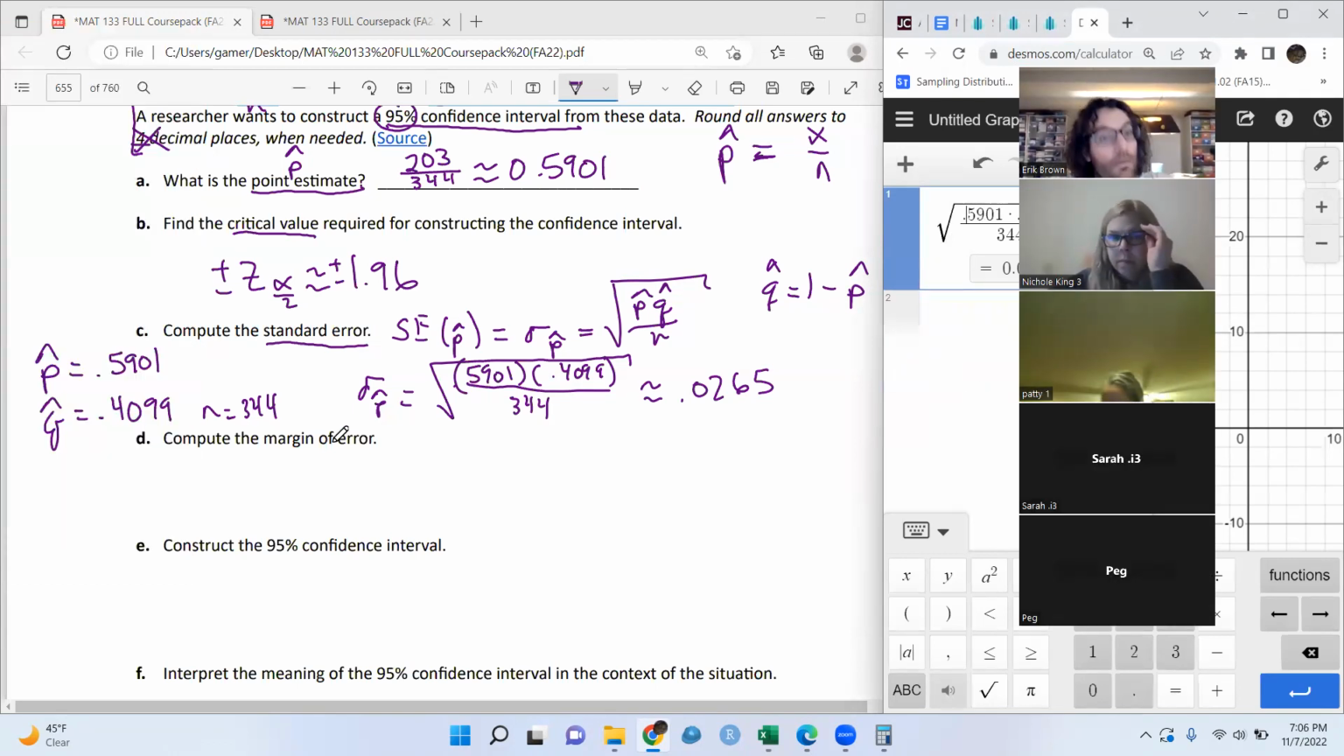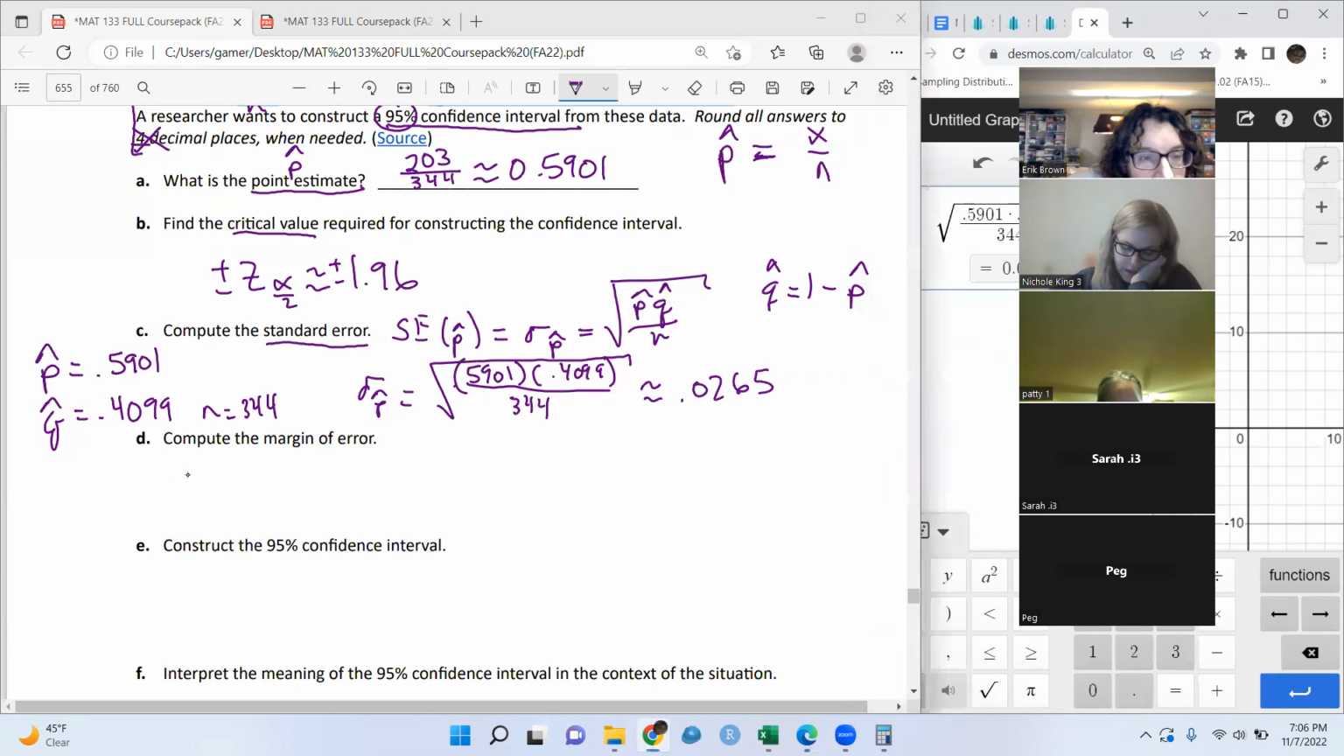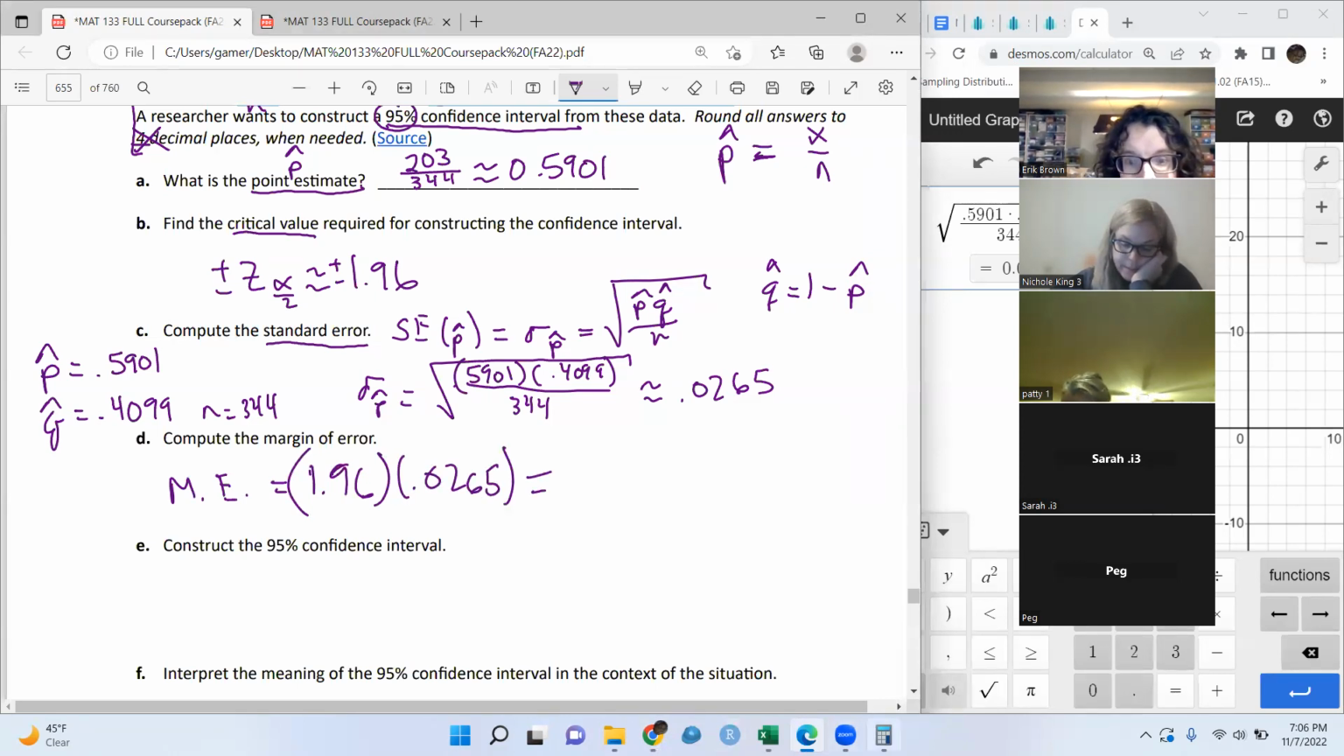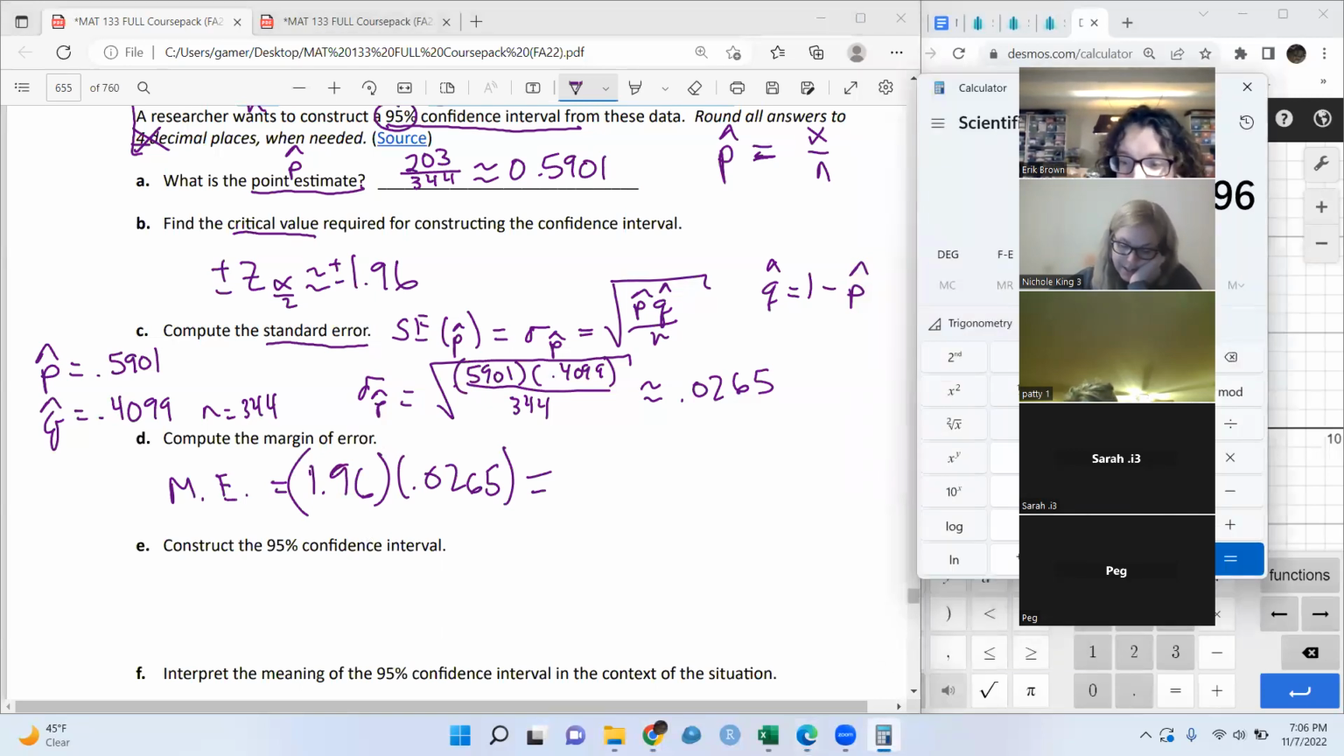Okay, margin of error, what's the formula? How are we going to find it? What'd y'all do? ME equals critical value times standard error. Love it. 1.96 times 0.0265. Nailed it. And that's some sort of number? 0.0519.